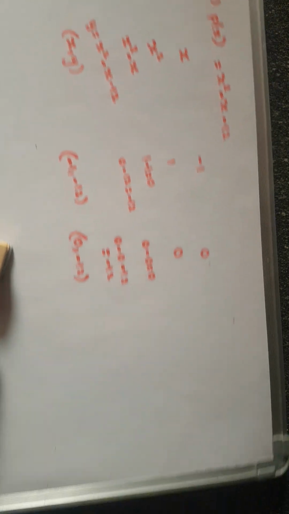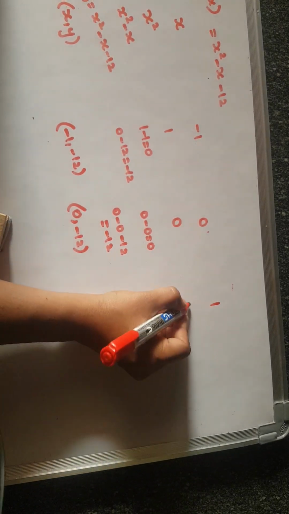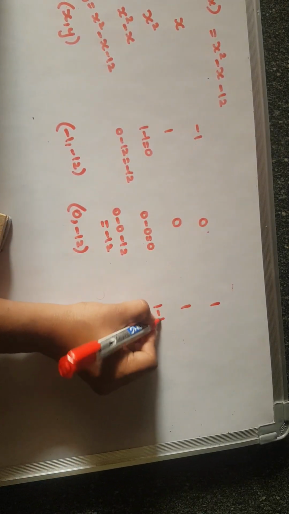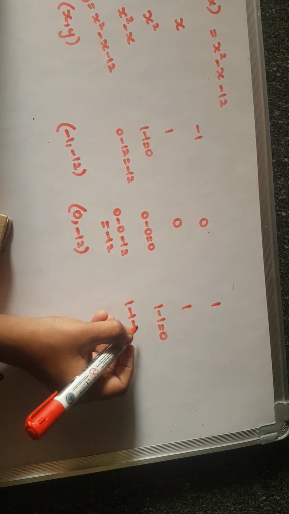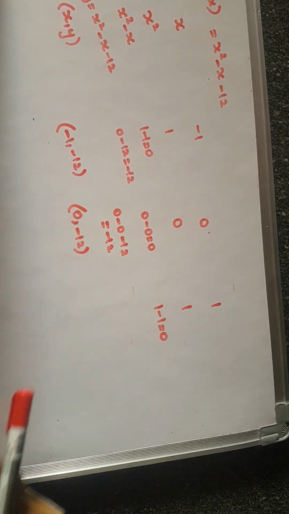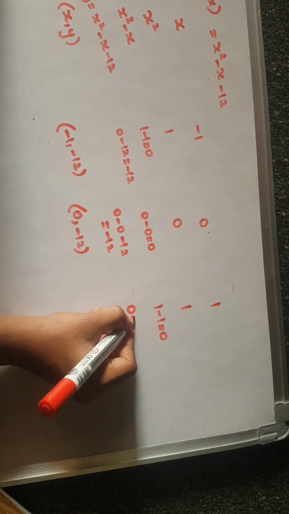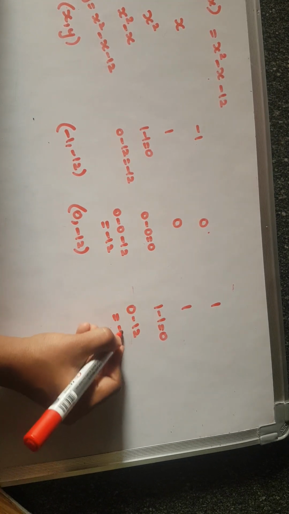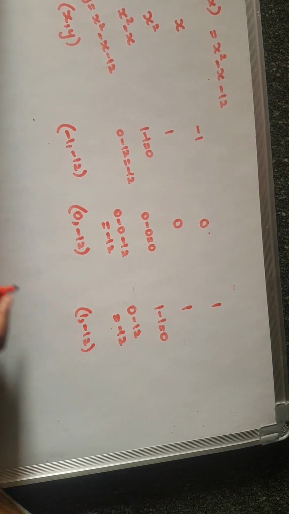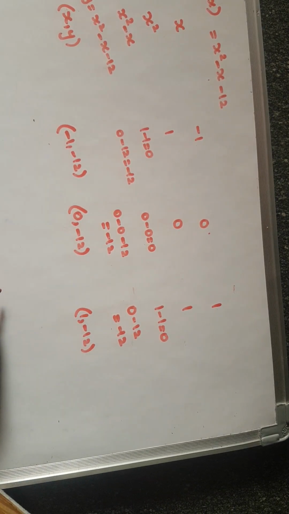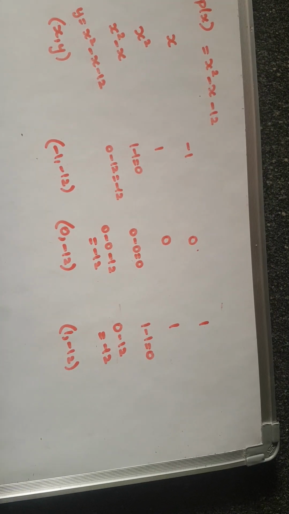Okay, now again take 1. 1 squared is 1. 1 squared minus 1 is 0. Means 1 minus 1, sorry, this is also 0, minus 12. When you take 1 also, the value is becoming minus 12 here. Okay, now take other values.